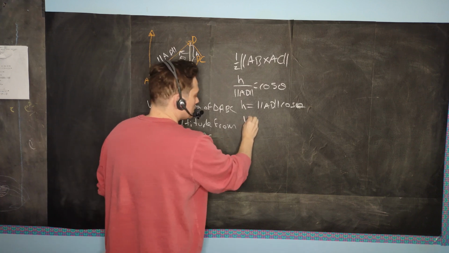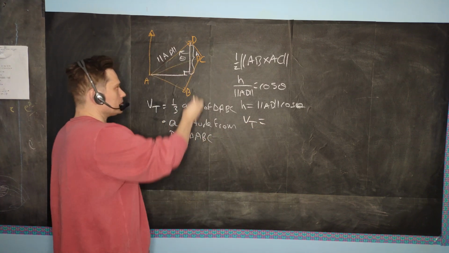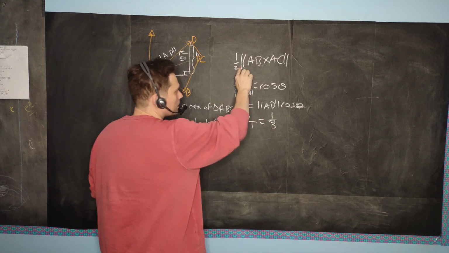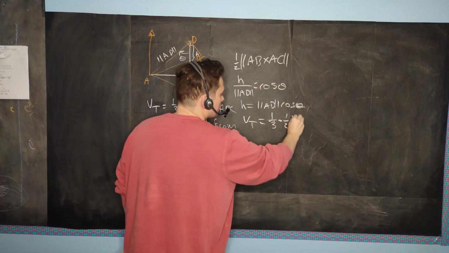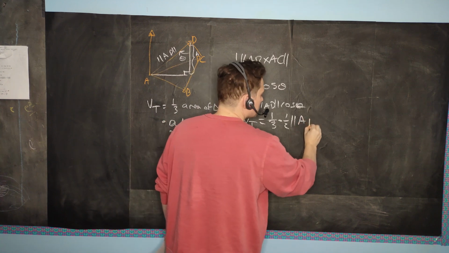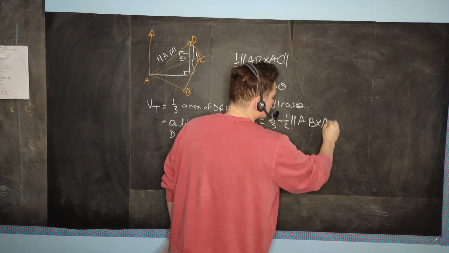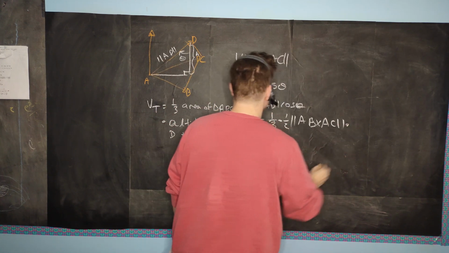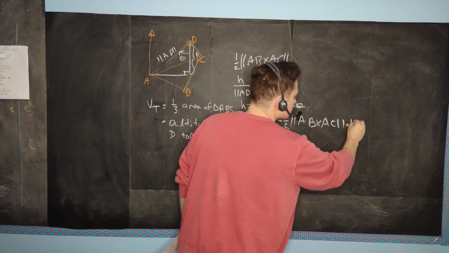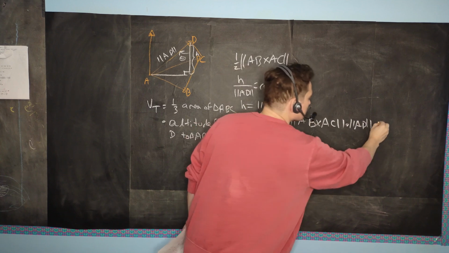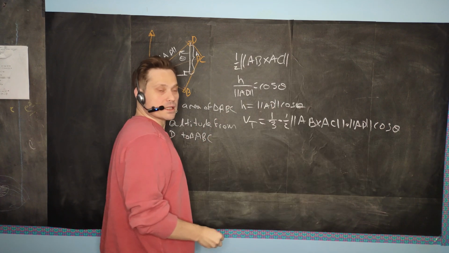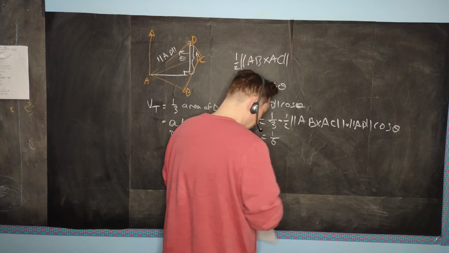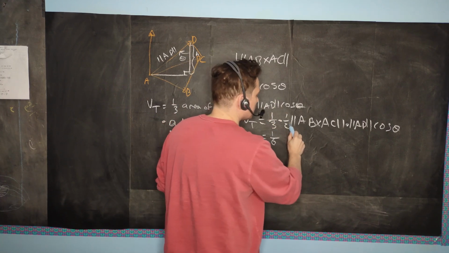1/3. So V sub t, the volume of this object, would be 1/3, and then the 1/2 from here, and then the magnitude of AB crossed with AC, and then further, all of that multiplied by the magnitude of AD and the cosine of the angle. But now this is just 1/6. What happens with this? We have to interpret this result a particular way right here now, okay?